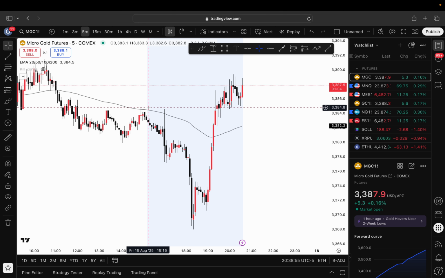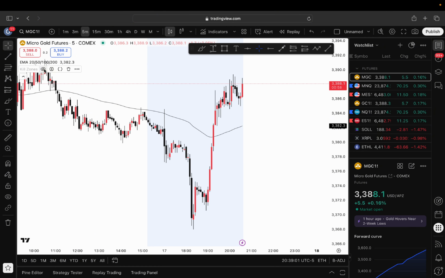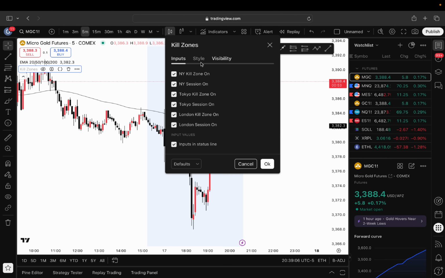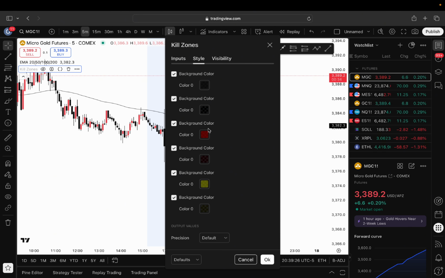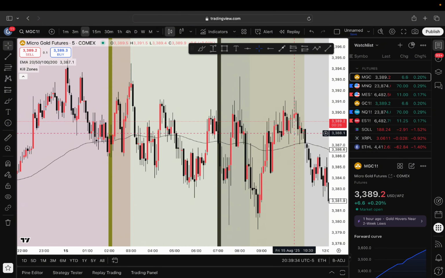There are 3 different types of sessions. In order for you to find out which session you're on, first things first, you're going to go right here through settings. Then you click inputs, and you click all of these on: London session, London kill zone, Tokyo session, Tokyo kill zone, New York session, New York kill zone. It should automatically give you some default colors. Then you click the little eye, and boom, right there.